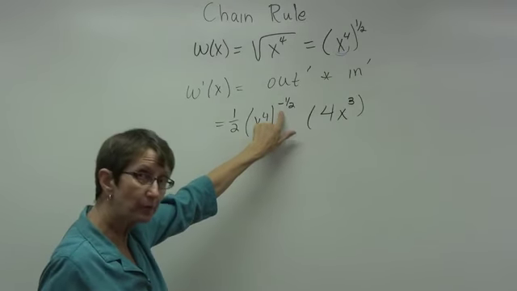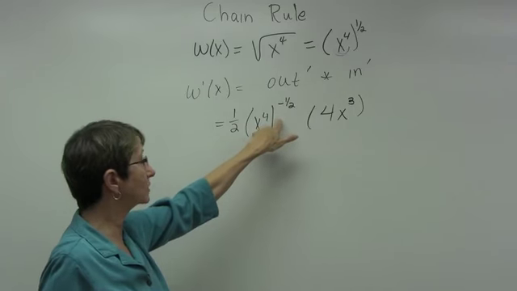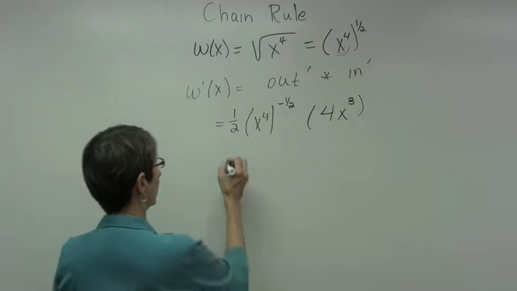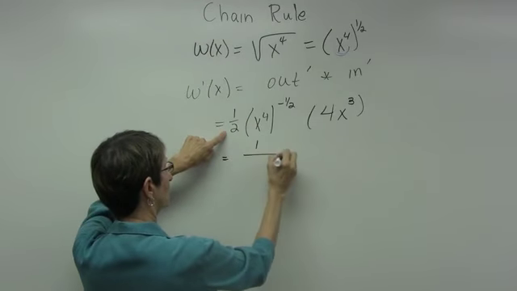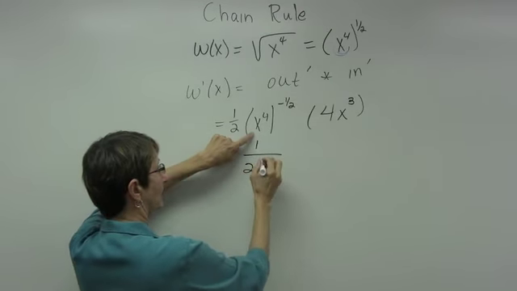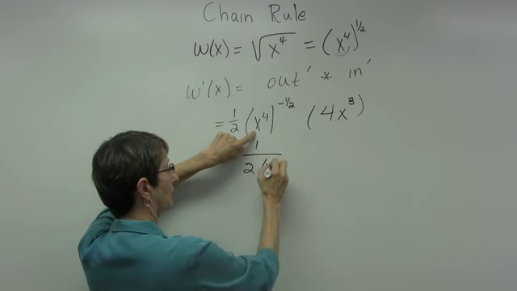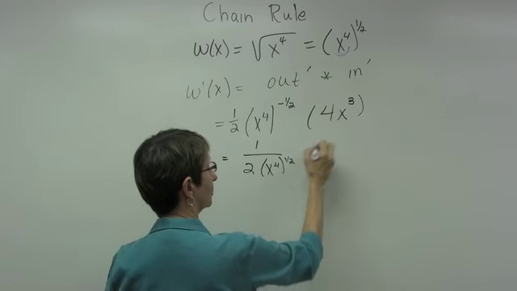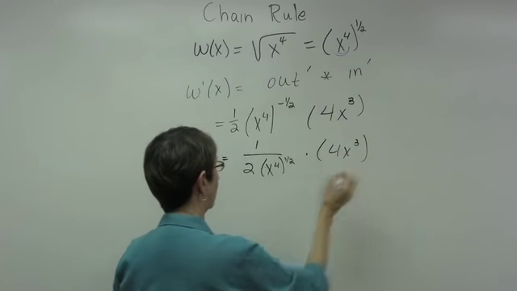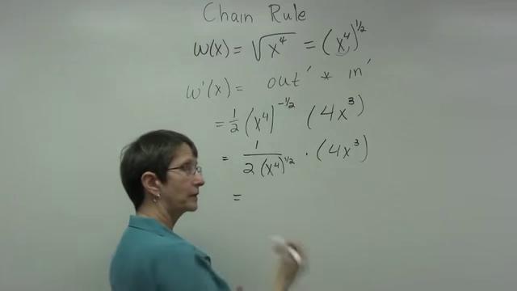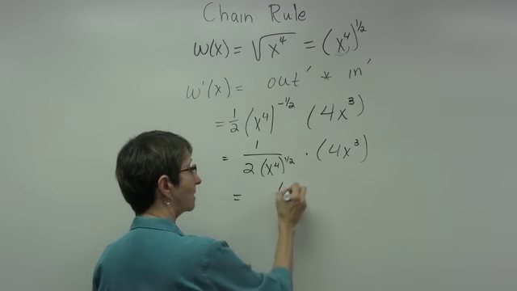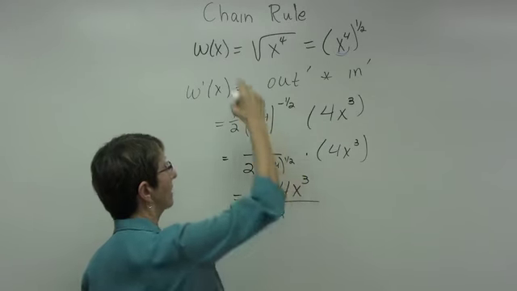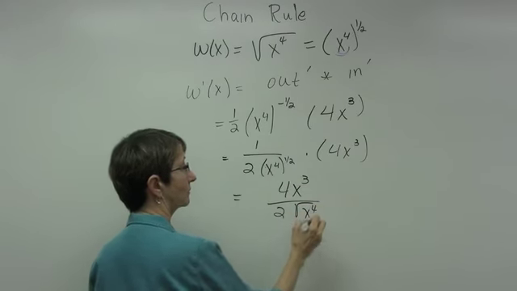Again, I end up with a negative exponent, so the piece that is attached to it, this x to the 4th, goes to the denominator. I have 1 over, the 2's on the bottom. This x to the 4th is now to the positive 1/2 times 4x cubed. And there are various ways to simplify. I'm going to basically leave it like it is, 4x cubed over 2, and I'm going to go back to my radical, square root of x to the 4th.